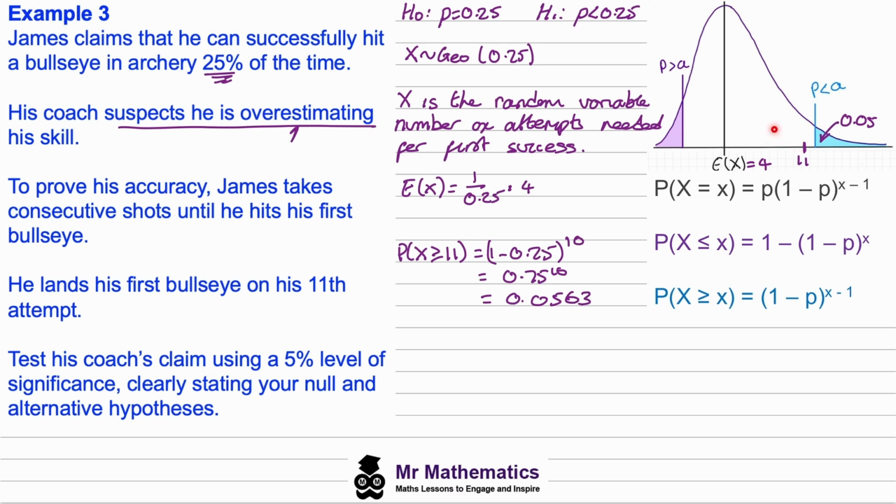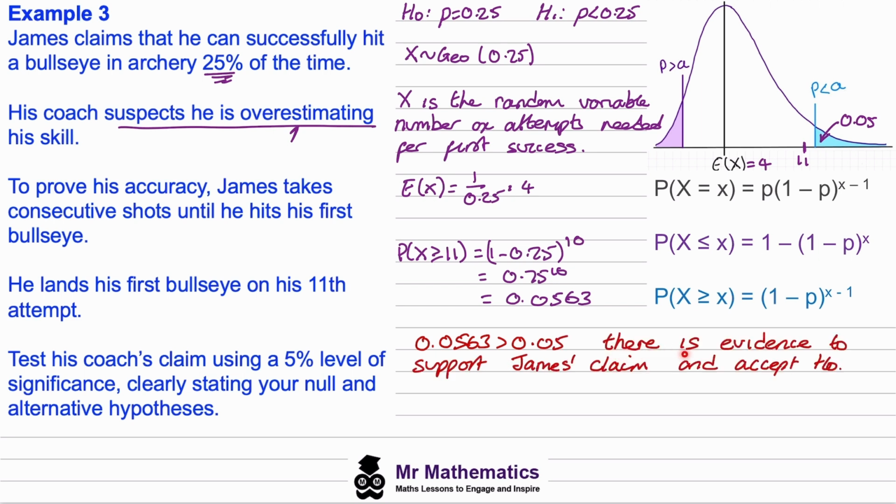So this means that we'll accept H0. So our statement is that since 0.0563 is greater than the significance level, there is evidence to support James's claim and accept H0. So it's really important that we make our statement back within the context of the question.